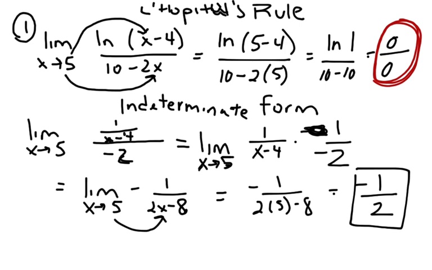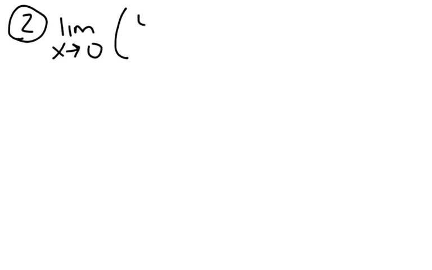Okay, let's take a look at another one. Okay, so here's our second example with L'Hopital's rule. We're going to do the limit as x approaches 0 of the cosine of x minus 1 over x cubed.